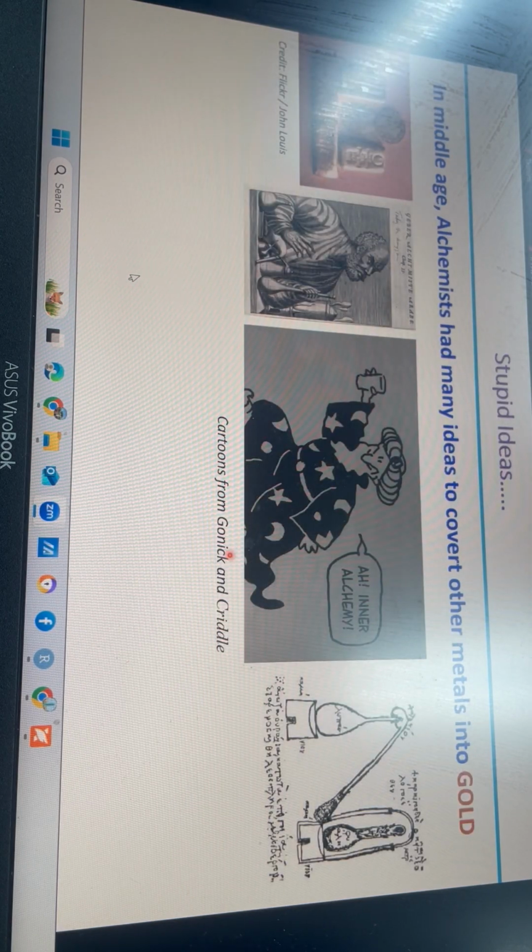Then in the Middle Ages, the alchemists, we know all the story. They wanted to actually convert all other metals, not very expensive, cheap metals, into gold. So that was their motivation. They had a lot of stupid ideas. They went to the king and tried to convince them.